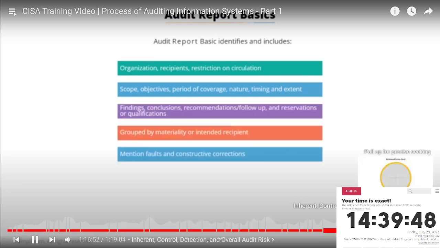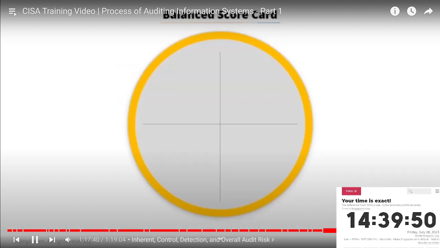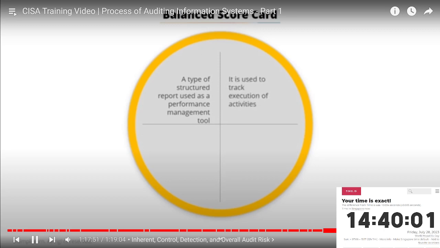The balanced scorecard was originally designed as a performance management tool. So it wasn't really designed for audits. It was used to track execution of activities. Basically, it's looking at, here was an objective, how was that objective met? Sort of a scorecard, thus the name. Now, you can use this to measure controls, their performance against an expected value.